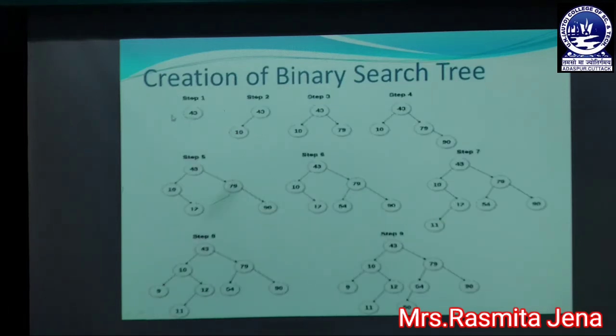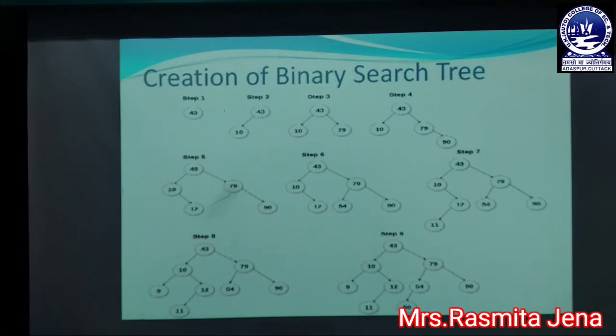So the first element is 43. As it is the first element, it will be inserted at the root. So in our root node, 43 is the one key. Then the next element is 10. Next we will compare in step 2 whether 10 is greater than 43 or less. As we know that 10 is less than 43, we will insert 10 in the left subtree of the node 43. So you can see here 10 is inserted at the left node of 43.